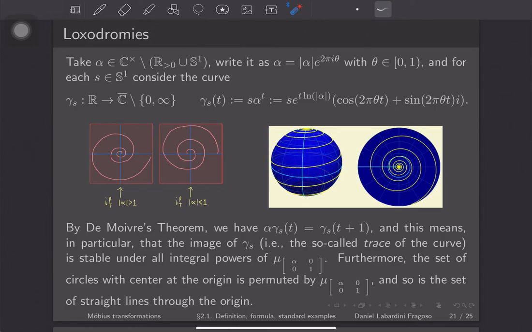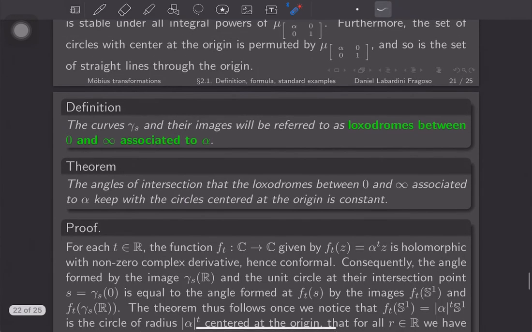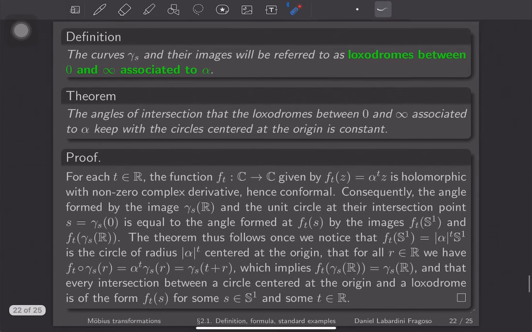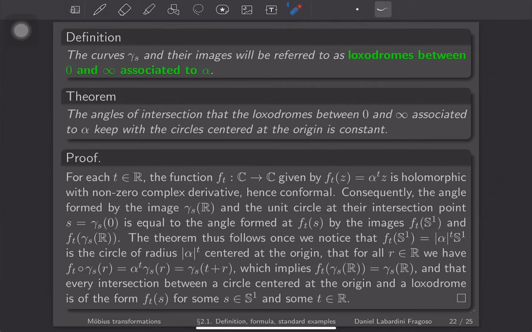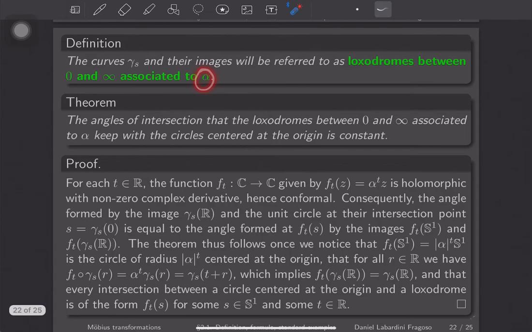And each of these three families, the curves, the circles centered at the origin, or the straight lines, if I take C bar minus the fixed points, every point in C bar minus the fixed points lies in exactly one of these curves. Okay, now, what's the name of these curves and some geometric property that they satisfy? Well, they are called loxodromes, connecting 0 and infinity and associated to alpha. If I change the alpha, something happens.